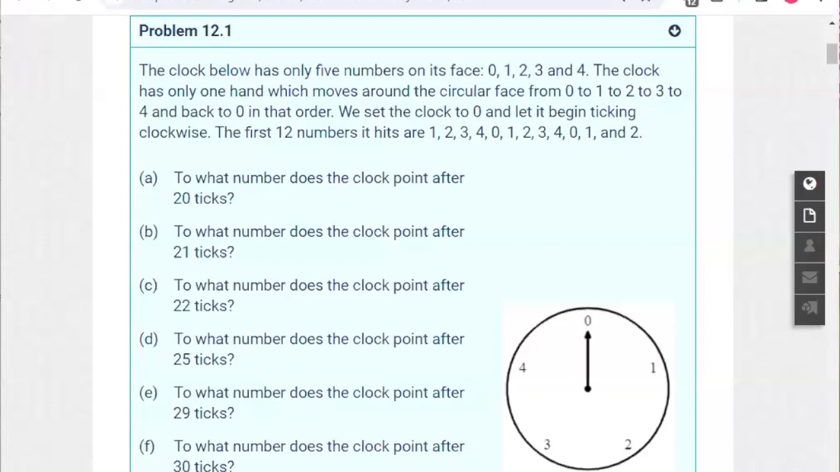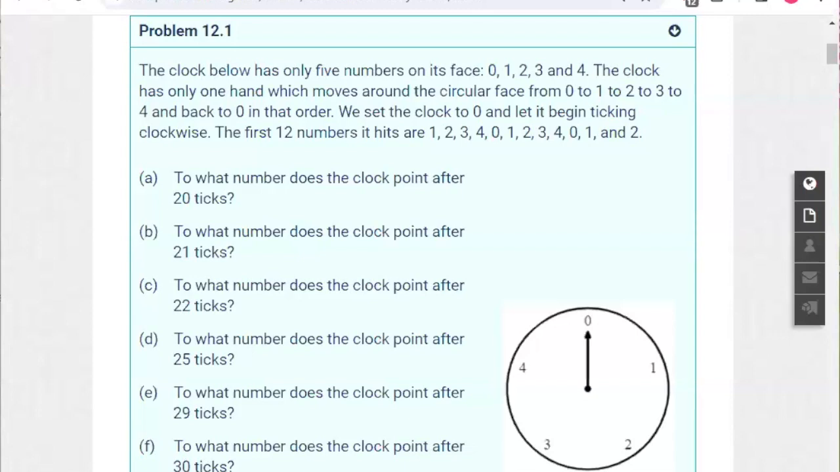So Sophia, A, what does the clock tick after 20 ticks? Look at our chart. Would it be 0? Correct. And how you prove that is you say 20 divided by 5 equals 4, remainder 0. So it's going to hit 0. Yes? Okay.